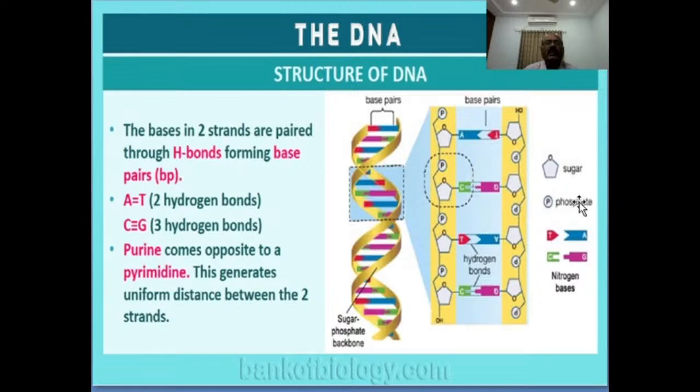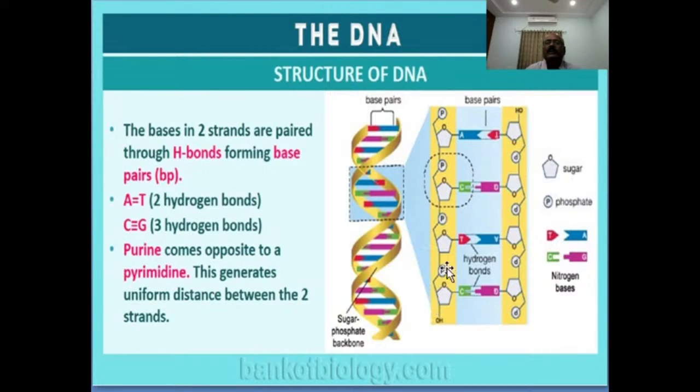So, in DNA, adenine is complementary with thymine and vice versa. Cytosine is complementary with guanine and vice versa. In between adenine and thymine, 2 hydrogen bonds. In between cytosine and guanine, 3 hydrogen bonds are there. So, you see, this is adenine and thymine, with 2 hydrogen bonds, whereas between cytosine and guanine, 3 hydrogen bonds are there.